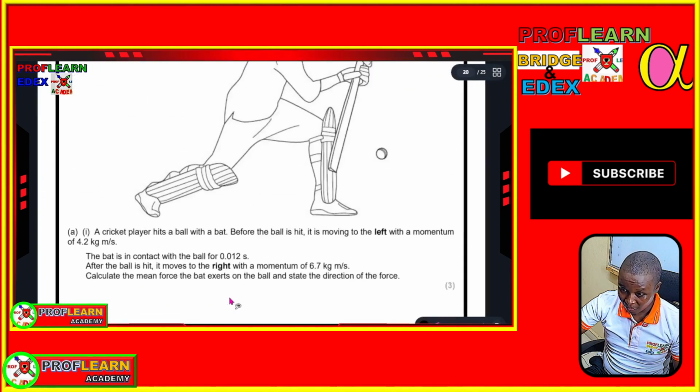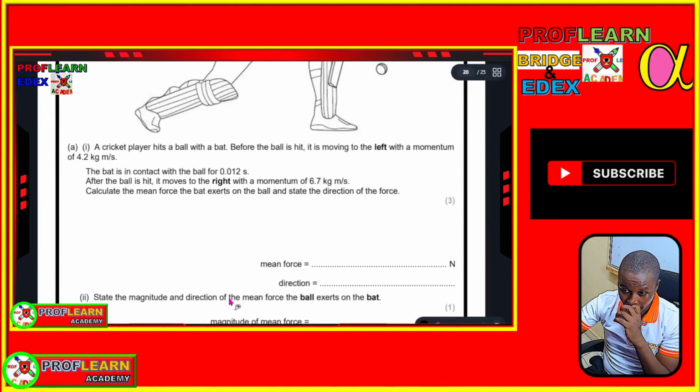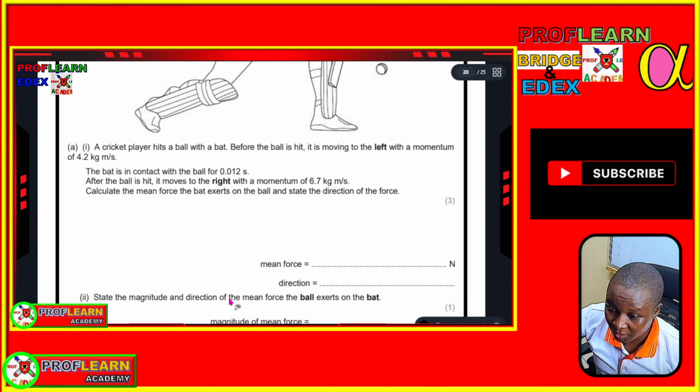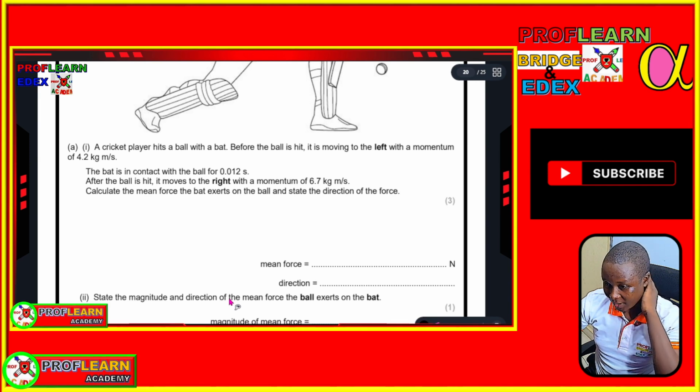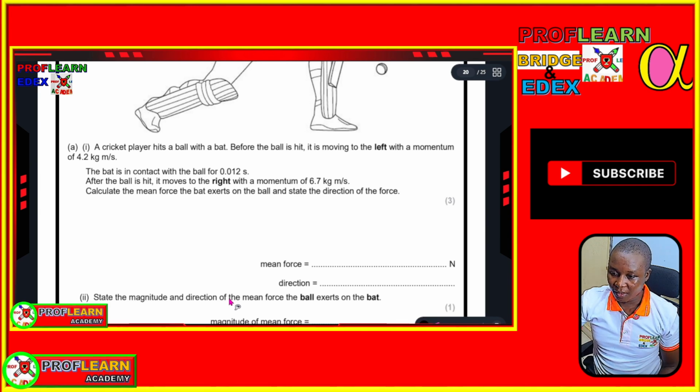So this is the remaining part. Calculate the mean force. Now we are told the cricket player hits a ball with a bat. Before the ball is hit, it's moving to the left, and the momentum is 4.2. When it's hit, it moves to the right at 6.7.